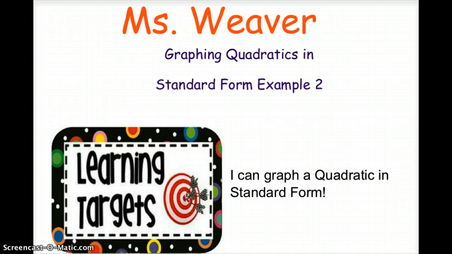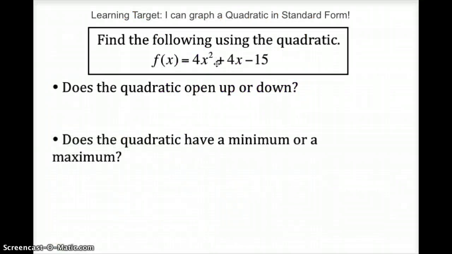So here's example 2. Standard form, ax squared plus bx plus c. We need to graph this guy. So the first question I ask you: does the quadratic open up or down? Remember, it depends on this first value, a. If a is positive, it opens up. If it's negative, it opens down. So since it's a positive 4, we are opening up. So that means our graph is looking something like this.